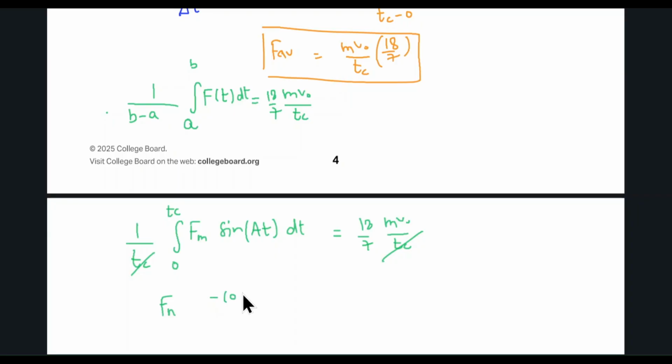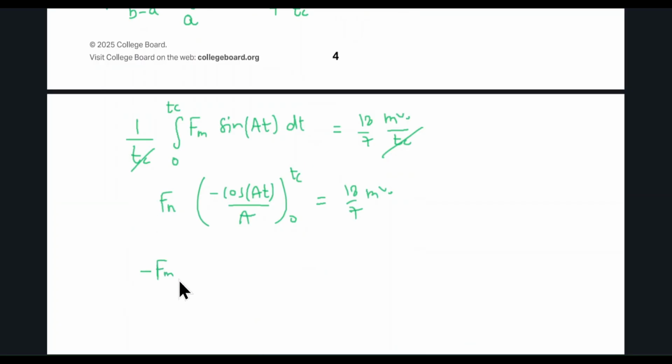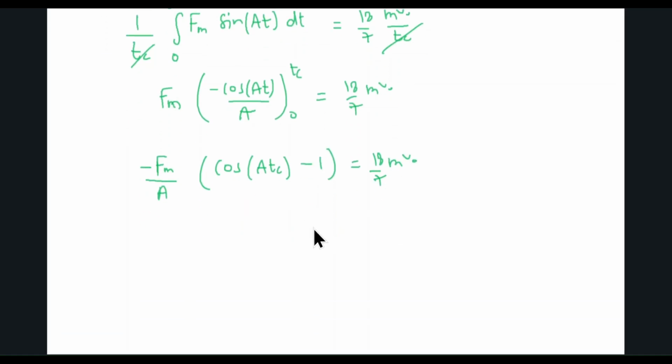Integration of sine is negative cos AT over A. Integration from 0 to Tc will be equal to 18 over 7 mv naught. Right, negative F max over A will come out. If I put the upper bound, that will look like cos of ATc, and minus cos of 0. Cos of 0 is 1, is equal to 18 over 7 mv naught. So from here, it's just a matter of rearrangement. Let's multiply A both the sides. So that's 18 over 7 mv naught A, and this is negative Fm, cos ATc minus 1.